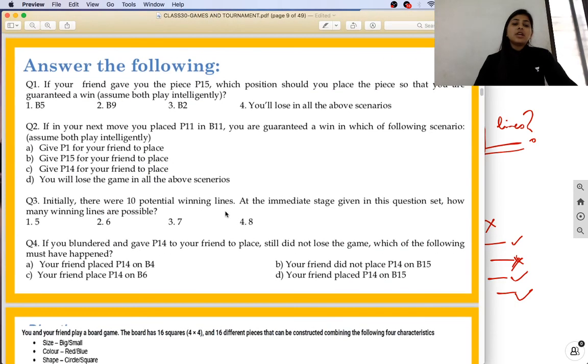Last question. If you blundered and gave P14 to your friend to place and still did not lose the game, which of the following must have happened?